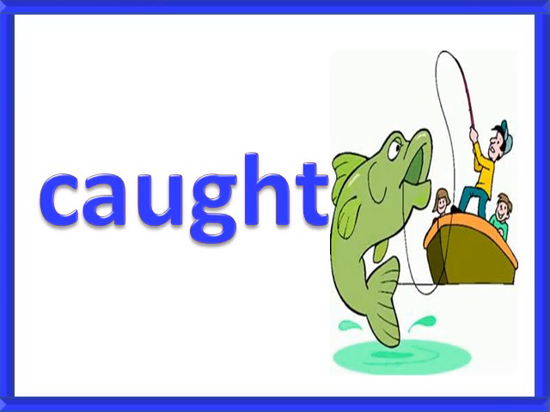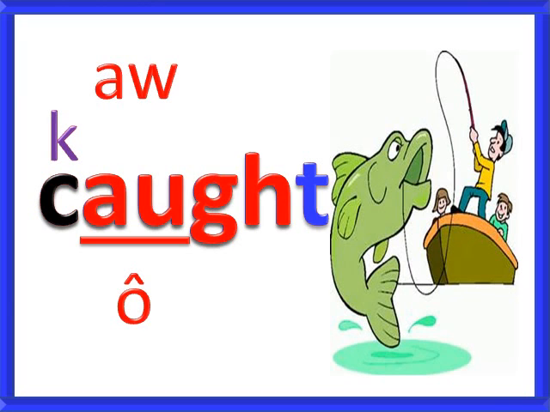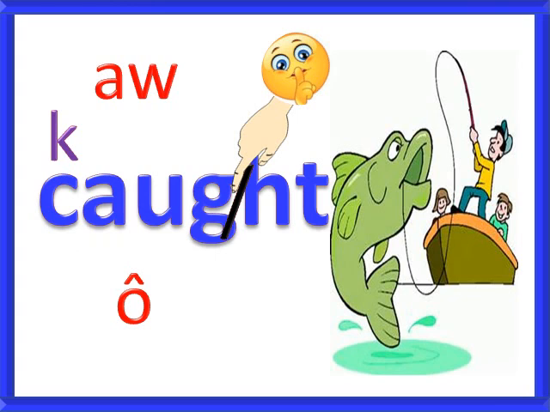Caught. K, caught. Caught. The GH is silent. Okay, now you notice that C next to an A, right? If C comes next to an A, O, or U, it's going to make the K sound. If C comes next to an E, I, or Y, it's going to make the S sound.